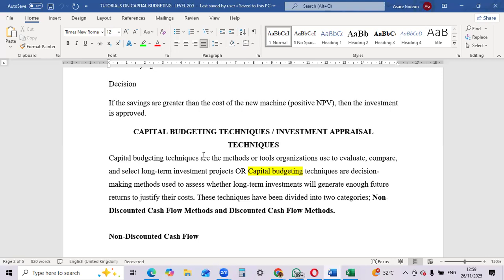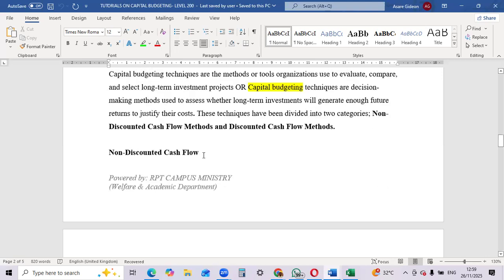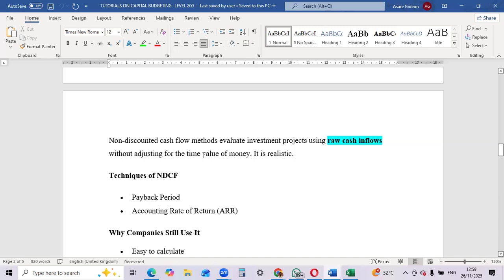Now, these techniques have been divided into two categories. We have the non-discounted cash flow methods, and then we have the discounted cash flow methods. It has been grouped into two. Now, when you take the non-discounted cash flow method, we are saying that they are cash flow methods used to evaluate investment projects using raw cash inflows without adjusting for time value of money.